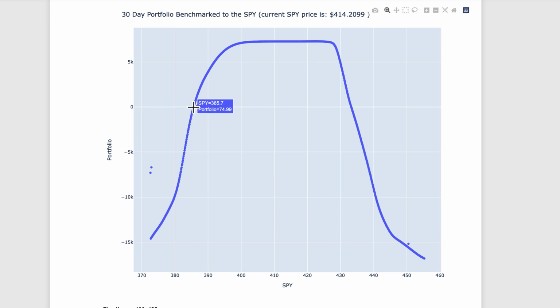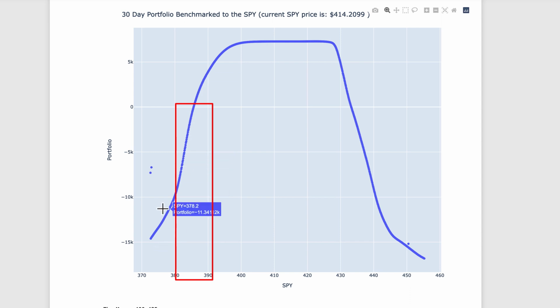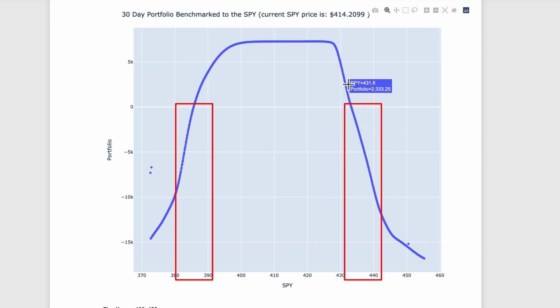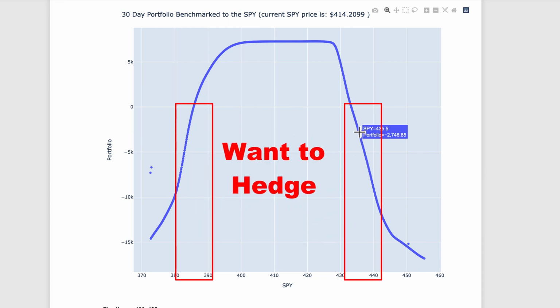Here we can see it's kind of the 390 to 385 level. That's where we start getting into the danger zone of a big nasty drop in the value of our portfolio. This is where the losses really kick in. And here on the positive side, you can see it's the 430, 435 level. That starts getting really nasty there. So those are the levels that this model is telling us that we want to hedge.